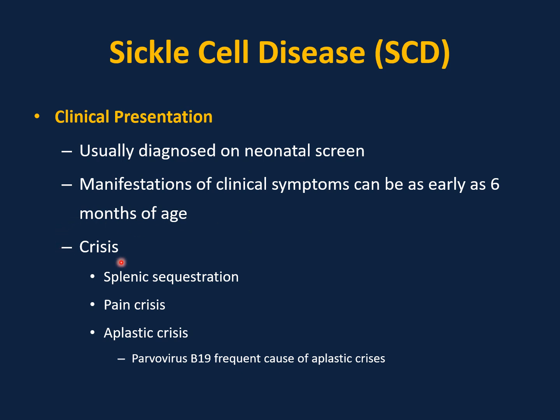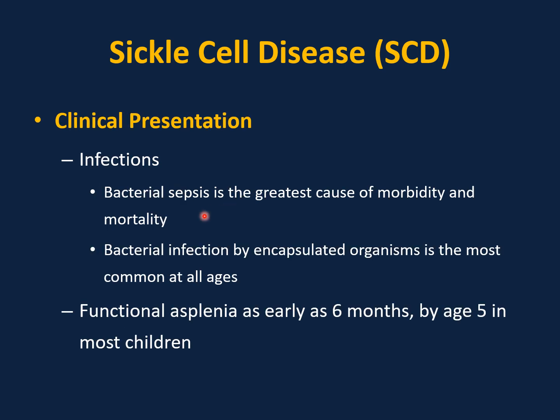They present with different crises: splenic sequestration, with splenomegaly and severe anemia; pain crisis; and aplastic crisis because of infection with parvovirus B19. Bacterial sepsis is the greatest cause of morbidity and mortality in children with sickle cell disease. That's why if any child with sickle cell disease presents with fever, this must be taken seriously because of the possibility of bacterial infection by encapsulated organisms like meningococcus, pneumococcus, and Haemophilus influenzae.